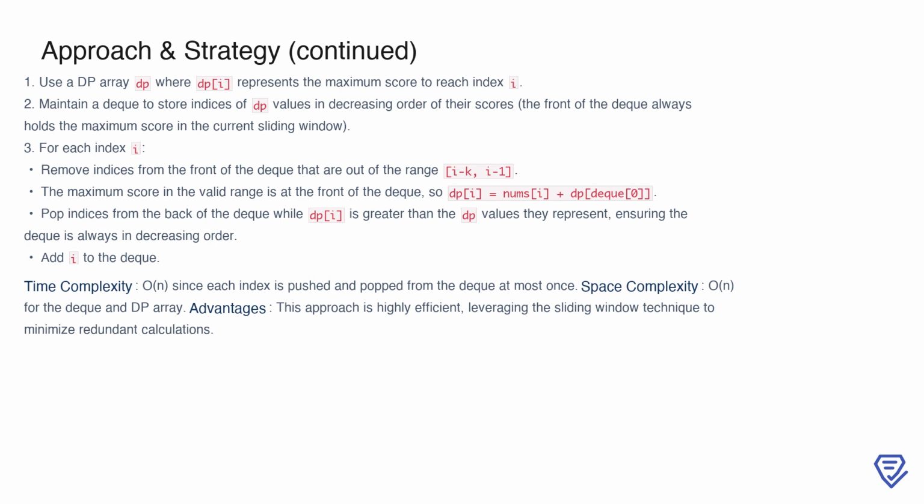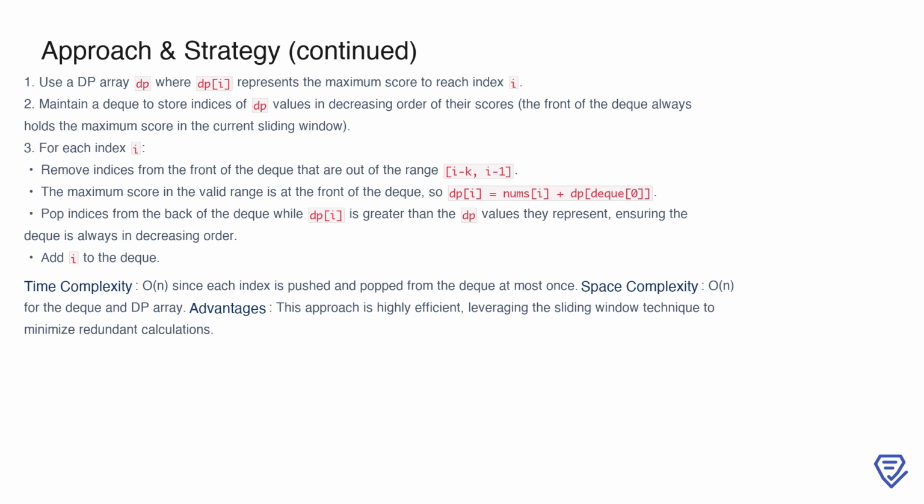For each index i, we first remove indices from the deque that are outside the range [i-k, i-1], as they are no longer relevant. Then, the maximum score in the valid range can be found at the front of the deque, allowing us to calculate dp[i] as the sum of nums[i] and dp[deque[0]]. To ensure the deque remains sorted in decreasing order, we pop indices from the back if their corresponding dp values are smaller than dp[i]. Finally, we add the current index i to the deque.